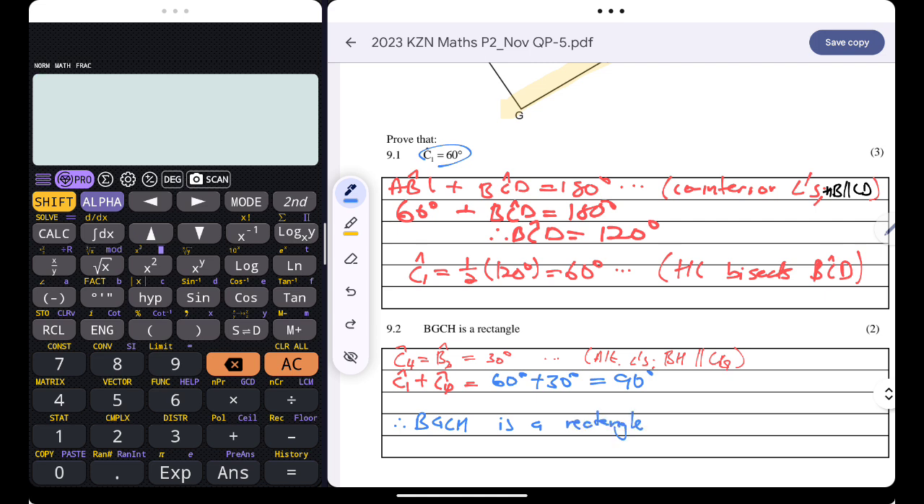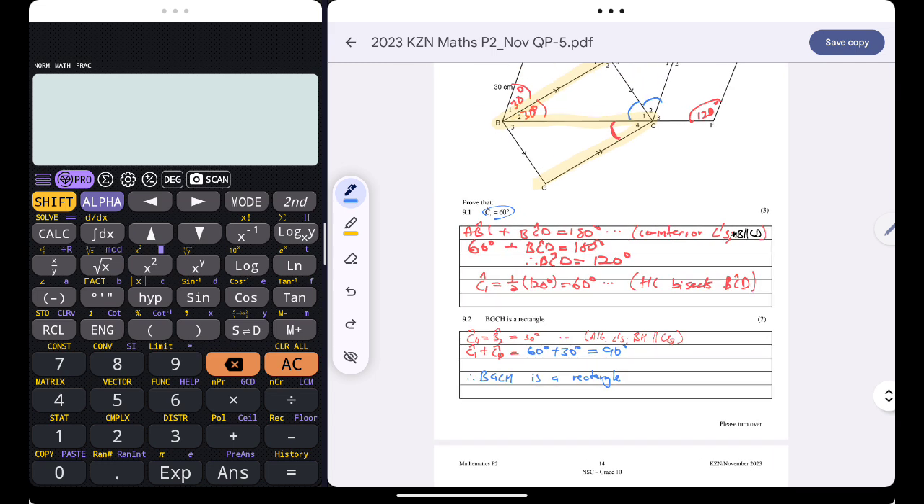All right, together. Why? Because opposite sides of BGCH are parallel, and I've just shown that one of the angles is equal to 90 degrees. That means all of them are 90 degrees.